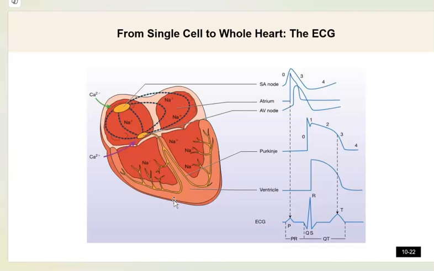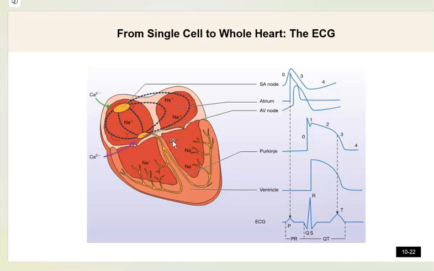So the rapid depolarization of the atrial non-pacemaker cells is detected first as the P wave, and this is sodium mediated. The delay, or the PR interval, reflects the conduction delay at the AV node. So this delay in here is what we see through the AV node.